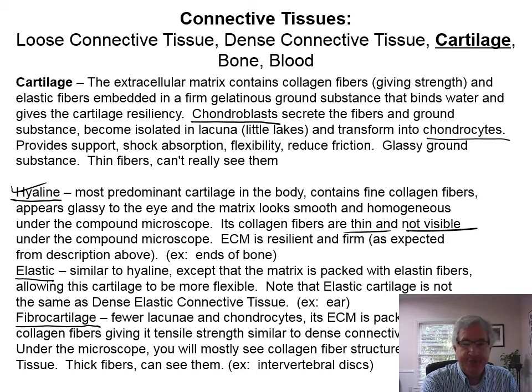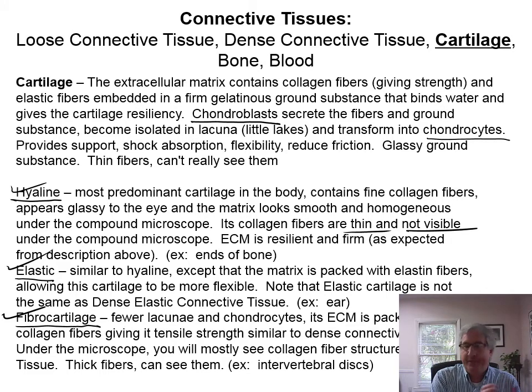Elastic cartilage is similar to hyaline cartilage in a lot of ways, except the matrix is packed with elastin fibers. So this cartilage is much more flexible. Elastic cartilage is not the same as dense elastic connective tissue. Just remember that those are two completely different things. Fibrocartilage is a cartilage that has fewer lacunae and fewer chondrocytes. Its extracellular matrix is jam-packed with thick collagen fibers. It gives it lots of tensile strength, and strength is similar to dense connective tissue.